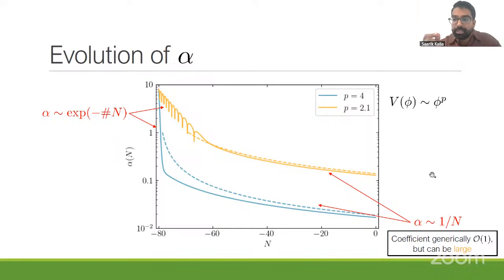Now, as we'll see in a sec, the relevant value for alpha is the value of alpha at horizon crossing for whatever mode you're interested in. So in particular, if we want to know what the tilts of the CMB modes look like, that tilt is going to be governed by alpha around N equals -60. So you can see that the alphas around -60 can be quite large, much larger than they are at the end of inflation.